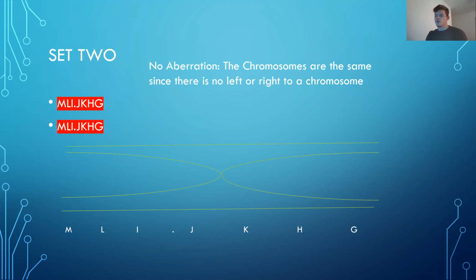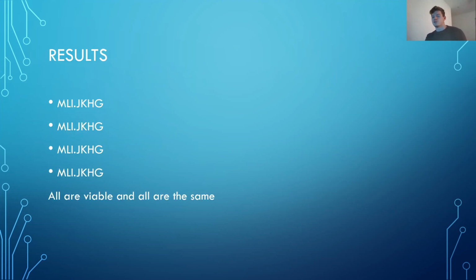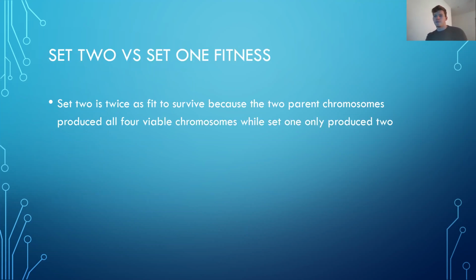So crossing over, as you can see here, fairly basic, okay? I'll explain it, but really nothing's happening, okay? For the first and the fourth one, they're the exact same. Crossing over occurs in the second and third, but because they're crossing over with essentially the same chromosome, you're going to get the same final results. So here are the results, MLI, JK, HG for all of them, okay? All are viable because all are the same.